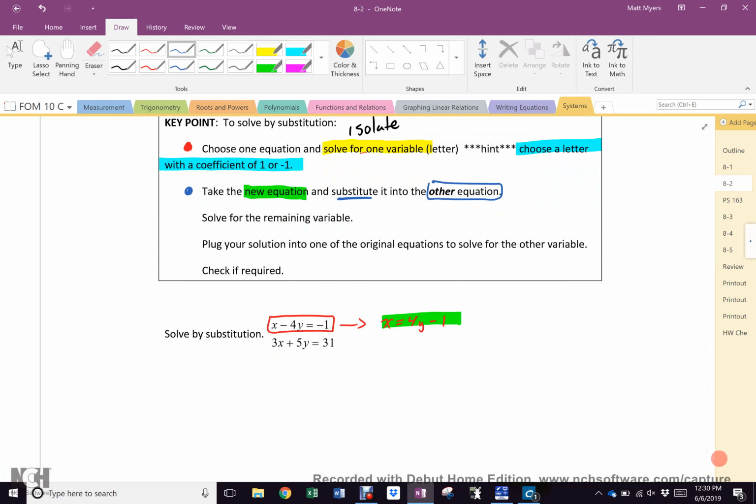What do you mean substitute? We've already spent 3 units doing this. What letter is that right there? Doesn't x equal 4y minus 1? So instead of writing 3x plus 5y equals 31, what do I write instead?